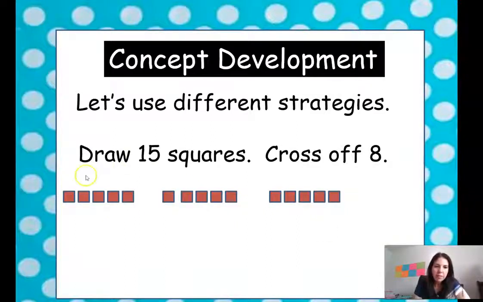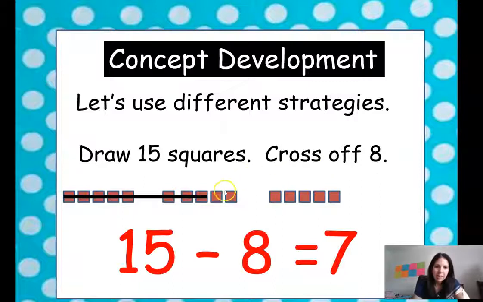First, we could draw 15 squares, and we could cross off 8 of them. And then we could see how many we have left. 1, 2, 3, 4, 5, 6, 7. So 15 minus 8 equals 7.